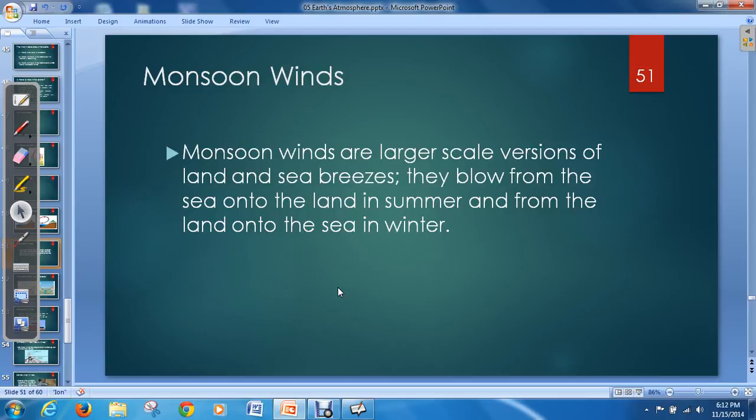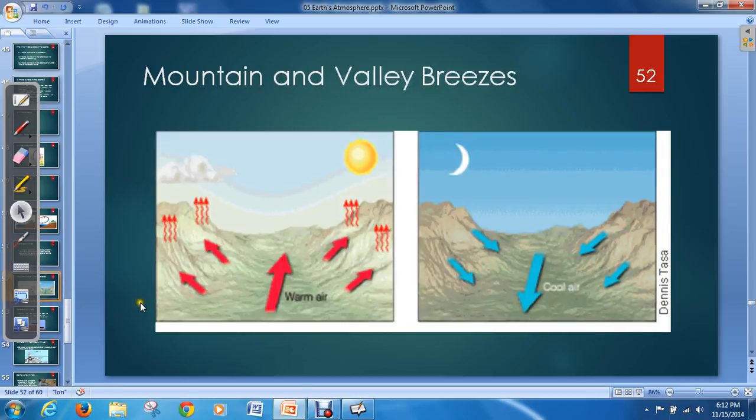Okay, they blow from the sea onto the land in the summer and from the land onto the sea in the winter. And so these are just high intensity winds. Okay, they're just the same idea, but it's a very large difference between the land and the sea. Okay. Then there's the mountain and valley breezes.